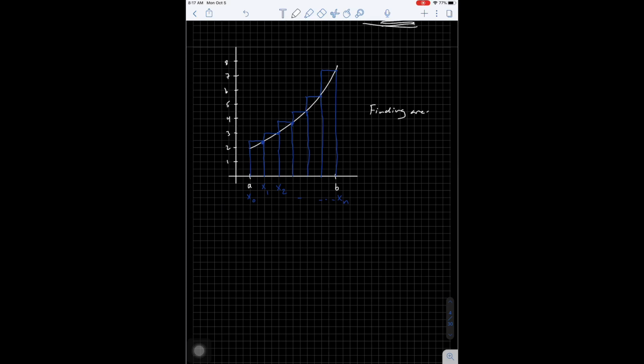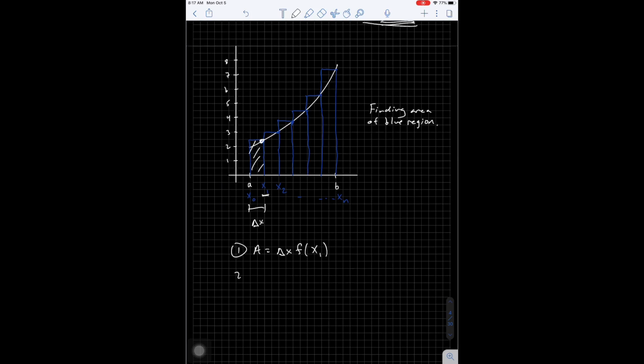So let's figure out a formula for finding the area of the blue region. Again, it's going to be a sum of the rectangles. So this width we're going to call delta x still. And the question is, how are we going to index it? So our first rectangle is going to be delta x times the function. And what dictates the height now? It's the right endpoint. So my first one's going to be f of x sub 1. That's going to be this first rectangle. My second rectangle is going to be dictated by the height of x sub 2 right here.